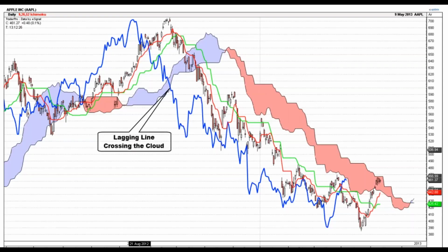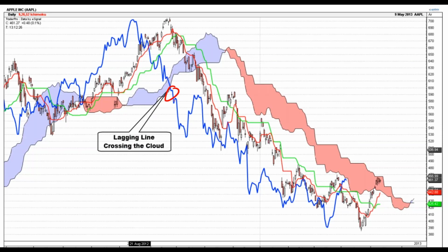Those are all decent signals. So if we look at this, you can see the lagging line crossing the cloud can be a major trend change. This is just an old ancient chart back in 2013 of Apple, right? Don't worry about this. This is the theory part. I'm going to do all live charts here in just a second. So when the blue line breaks through the cloud, then you can short it.